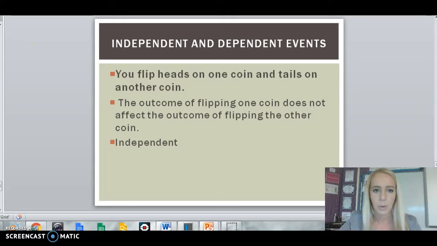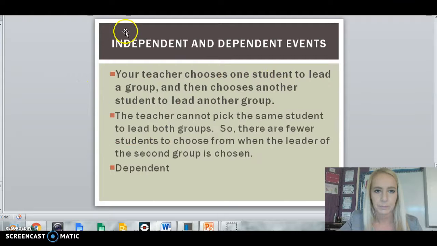So this is an example of an independent event. If you flip heads on one coin and tails on another coin, the outcome of flipping one coin does not affect the outcome of flipping the other coin. Therefore, this is an example of an independent event. Because they're two separate coins, the probability of the one coin flipping a tails does not affect the other coin flipping a tails.